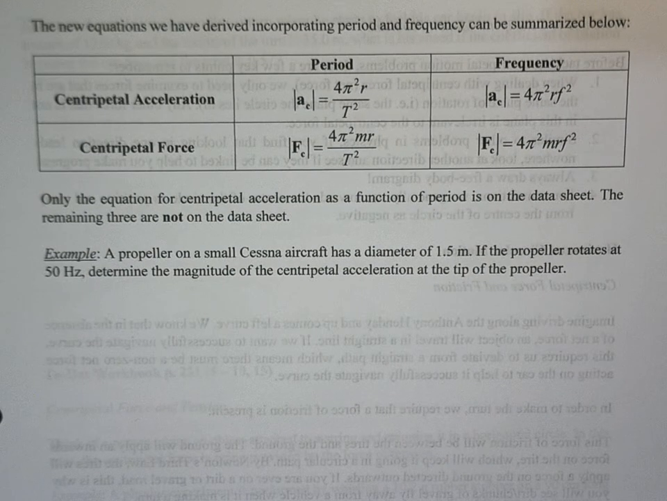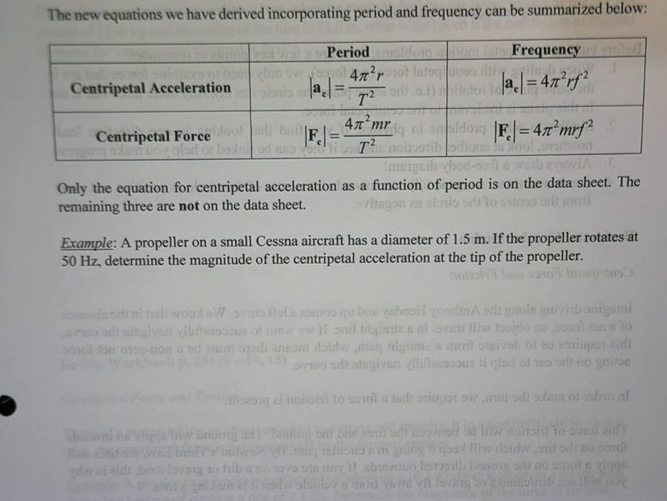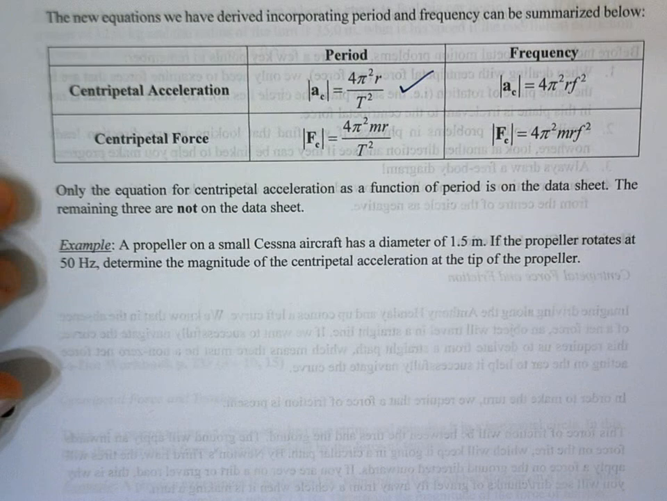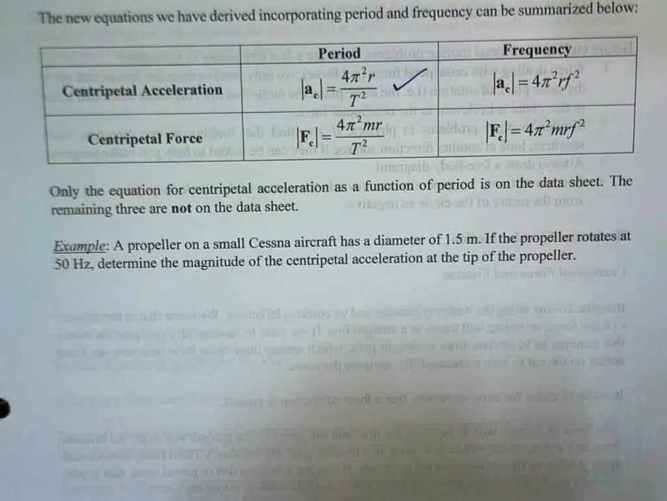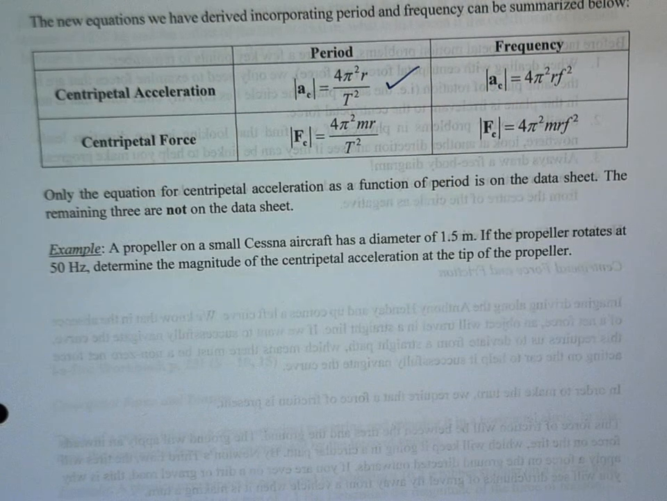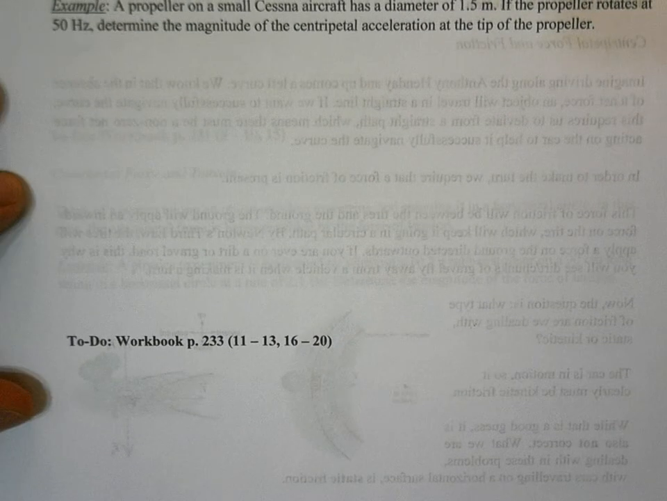So this is just a summary of the equations incorporating period and frequency. As mentioned though, this is the only one that's actually on the data sheet. None of the centripetal force equations are on the data sheet, and this form of the centripetal acceleration is not on there. So just be mindful of that. Always know what you're given and what you're not given. So let's finish this out.